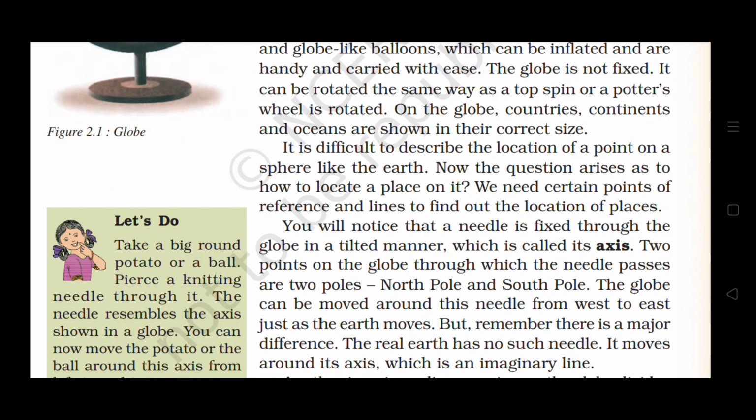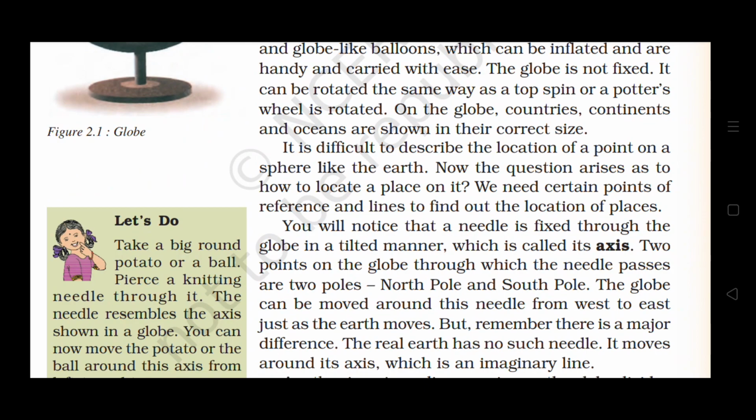It is difficult to describe the location of a point on a sphere like the earth. It is difficult to know exactly where the position of any place is on the globe. Now the question arises as to how to locate a place on it. If you want to know which place is where on the globe or on earth, what could be a proper way to do so? We need certain points of reference and lines to find out the location of those places.